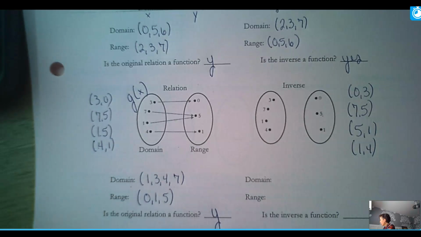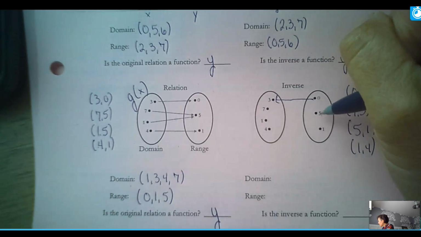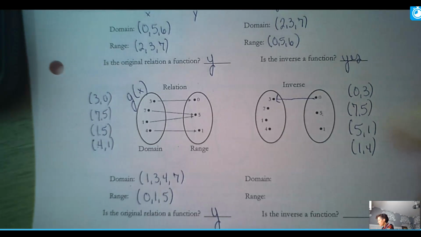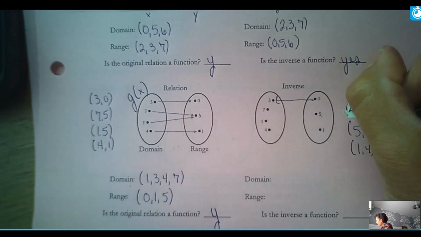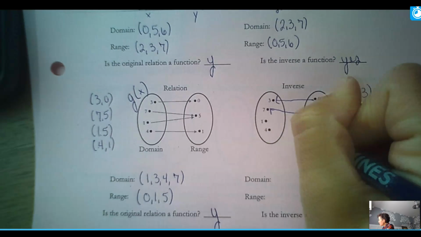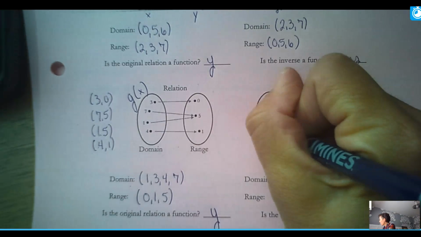And if I just map this, again, 0 goes to 3. Let's see, I think some of these are switched. Nope, it's not switched. I messed up. I didn't switch these two around. Let me fix that. Sorry about that. 5 gets 7. 5 also gets 1. So that right there is saying to me that the input of 5 has 2 outputs, and that can't happen. And then 1 goes with 4.